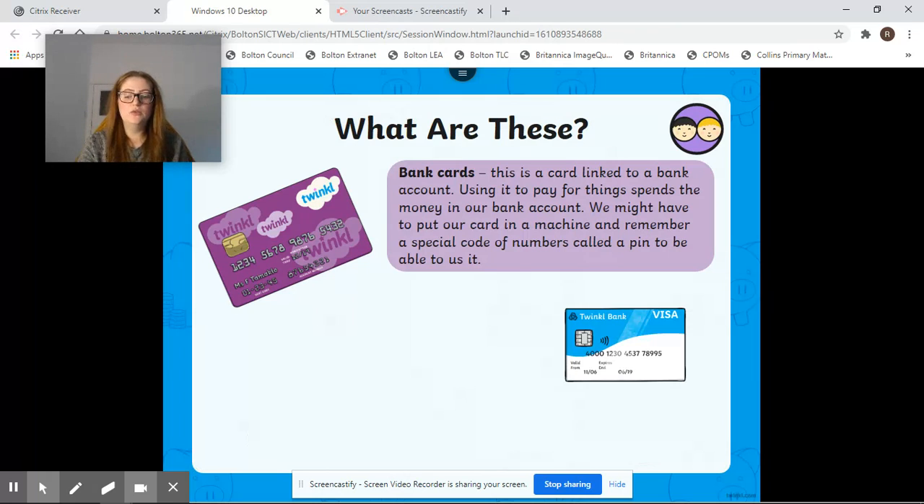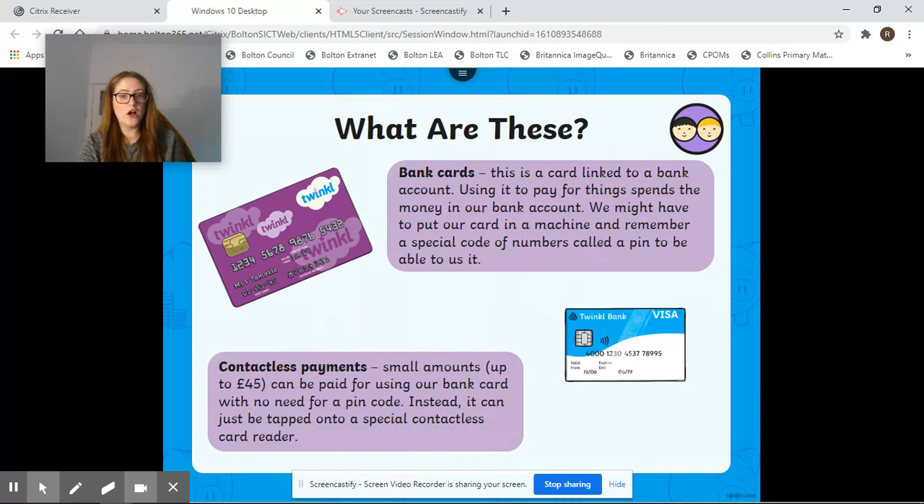And then the blue one is something which is quite new, and this is called contactless. Again, it's for small amounts, up to £45. For example, if you go shopping to buy your food and your bill is less than £45, the adult can actually get their bank card, and on the little machine they just tap it, so they don't need to put that 4-number PIN code in. They just tap the screen and it pays for it that way.